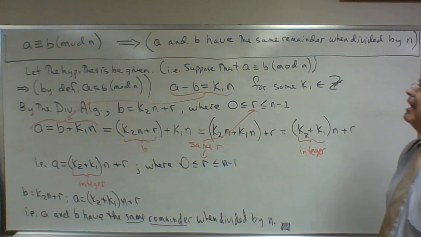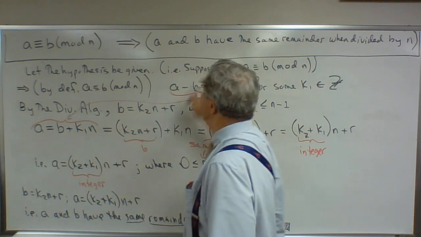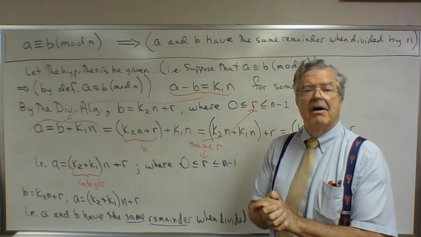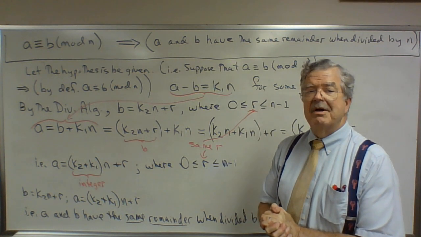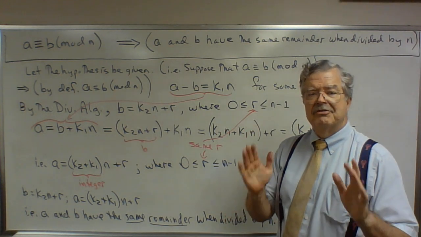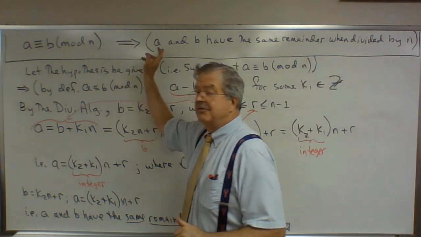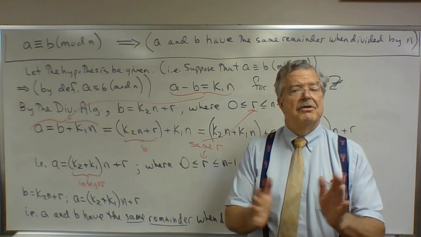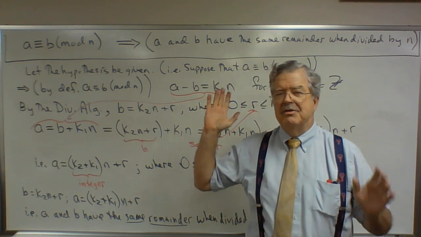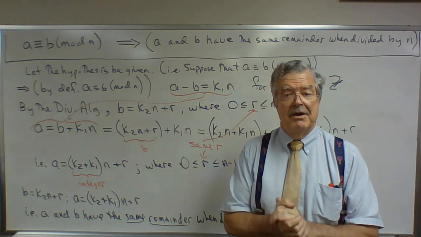In other words, this characterization of congruence modulo n and this characterization of congruence modulo n are equivalent. And from here on out, we can use either one of those, either to show that two things are congruent modulo n, or we can assume either one of these if we already know that two integers are congruent modulo n. They're both equivalent, and we use whichever characterization is most convenient for us from here on out.